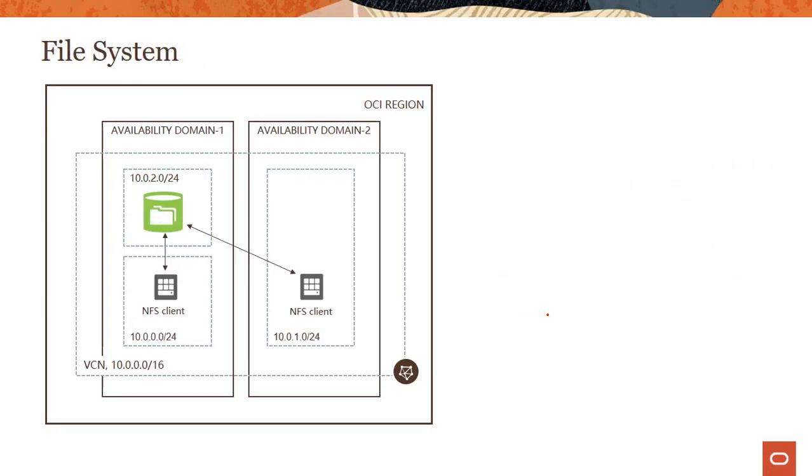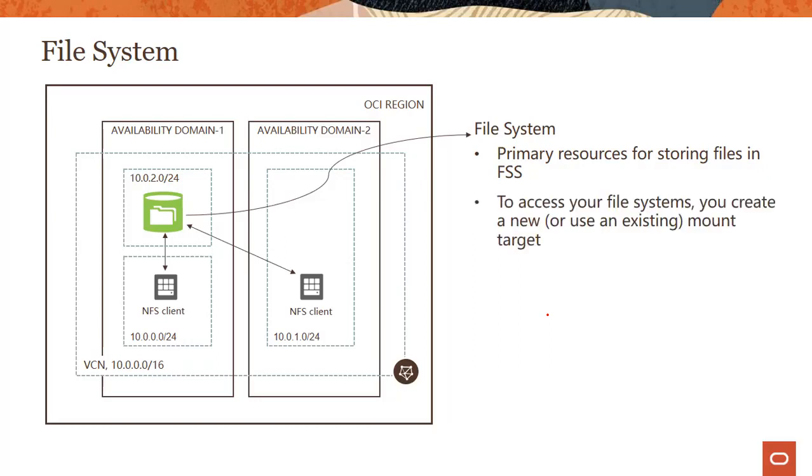So we talked about mount targets and what those are. It's an NFS endpoint, highly available, where you run your file systems. Now, what is a file system? A file system is the primary resource for storing files in this file storage service. To access your file systems, you can use an existing mount target, like you see here. This file system is running on this mount target which was already there. Or if you don't have a mount target, you will create a new mount target. We'll look into the demo and you can see how that works.